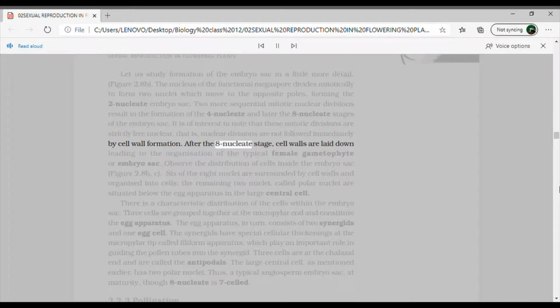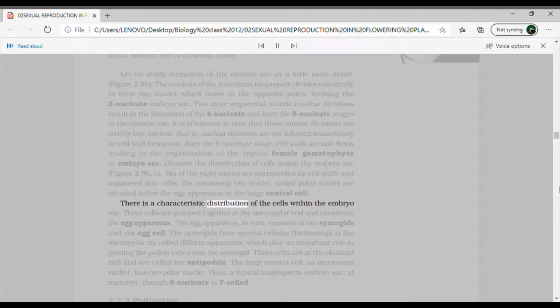After the 8 nucleate stage, cell walls are laid down leading to the organization of the typical female gametophyte, or embryo sac. Observe the distribution of cells inside the embryo sac, Figure 2.8 B, C. 6 of the 8 nuclei are surrounded by cell walls and organized into cells. The remaining 2 nuclei, called polar nuclei, are situated below the egg apparatus in the large central cell.